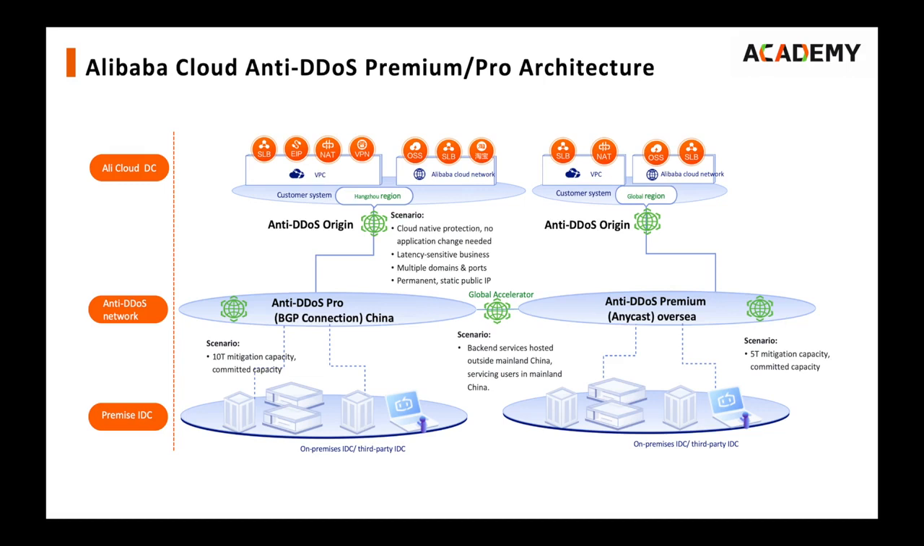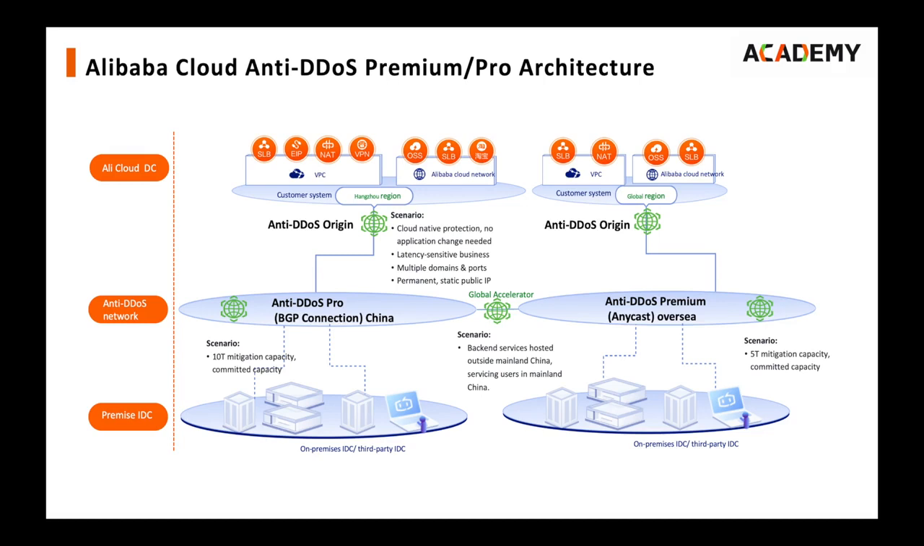The difference has to do with whether or not your site is deployed in mainland China. If your site is deployed in mainland China, then you'll be using Anti-DDoS Pro. This uses BGP routing tricks to do very, very cool things, like allow you to switch the anti-DDoS protection on and off on demand, so you can turn it on only when an attack is detected. It supports multiple domains and ports and a permanent static public IP.